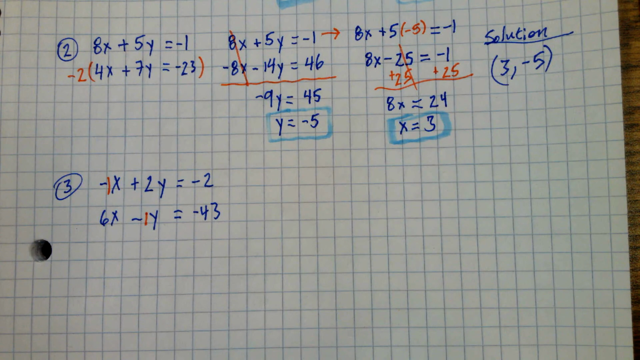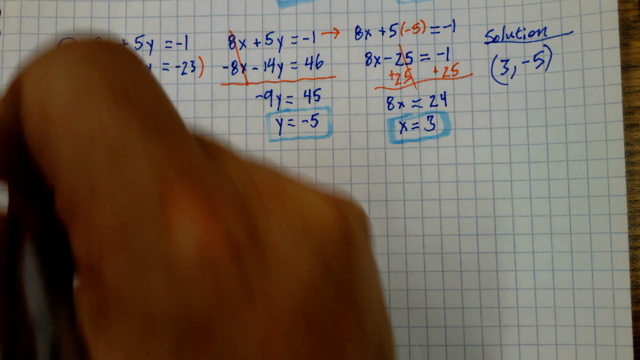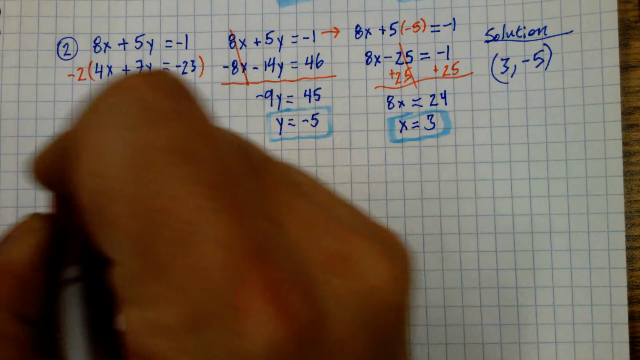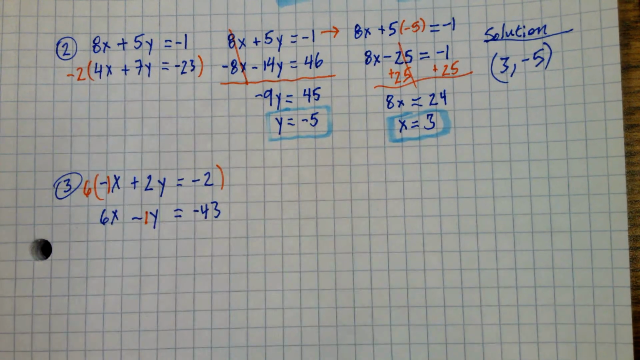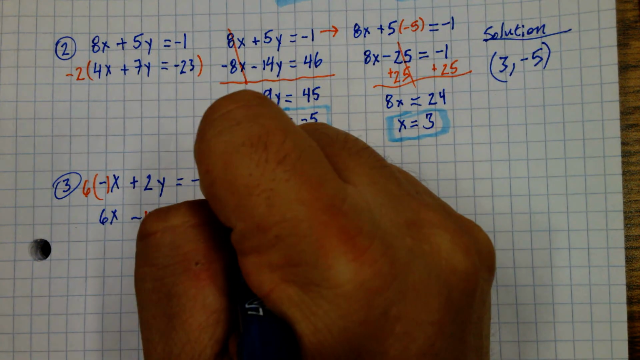Which one do you want to try? 6? Okay. Yeah, that won't change things too bad. Here you'd get negative 86 if we multiplied by 2. So let's do the top by 6. Okay, so let's multiply that top equation by 6.